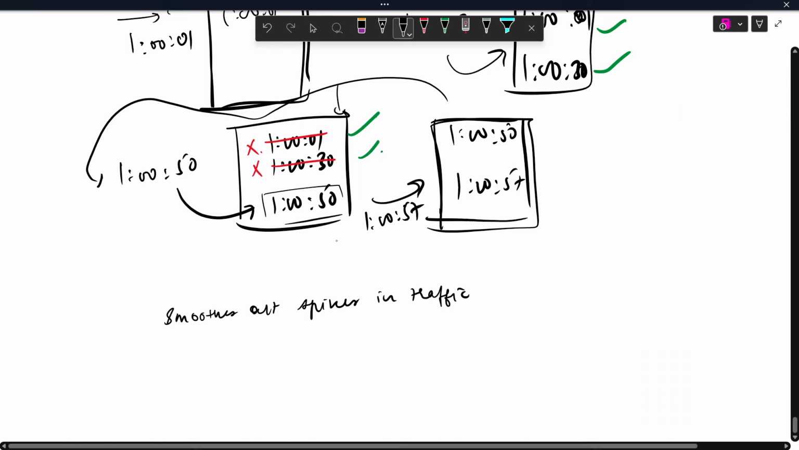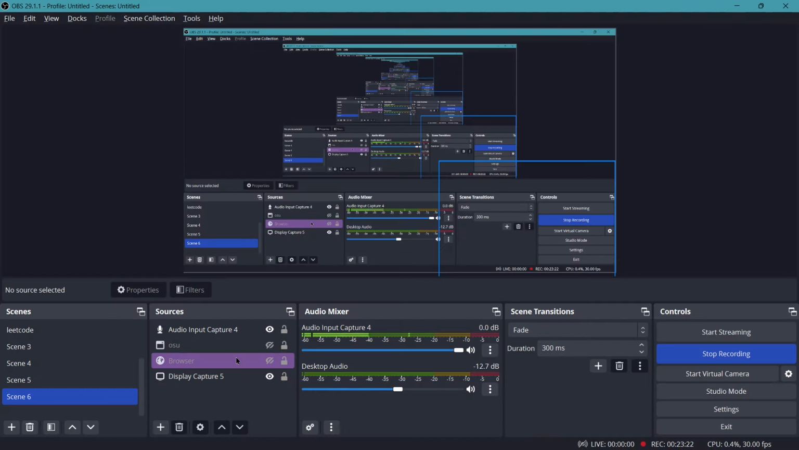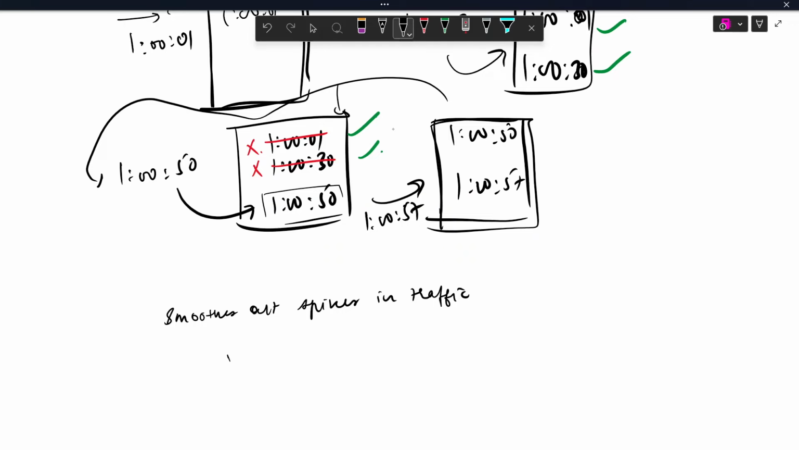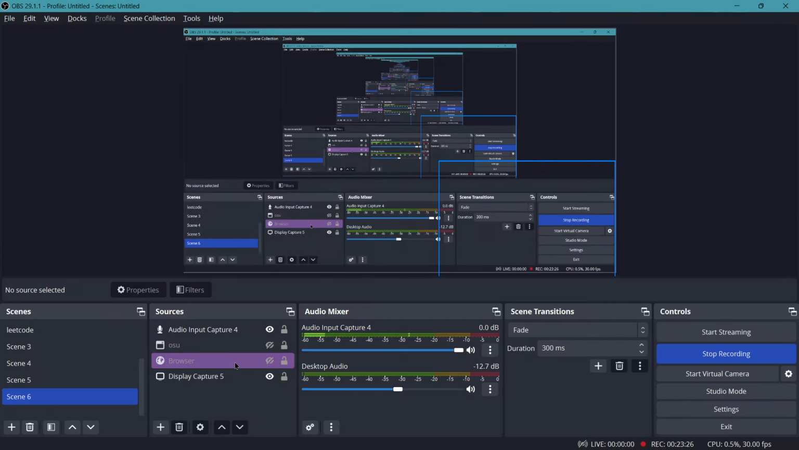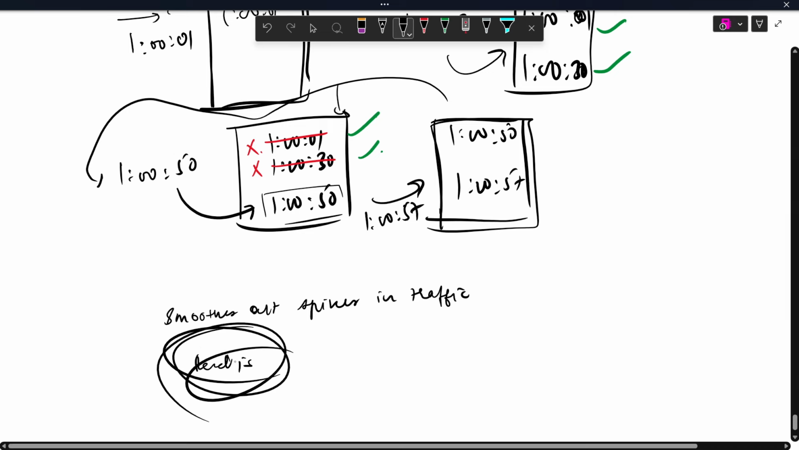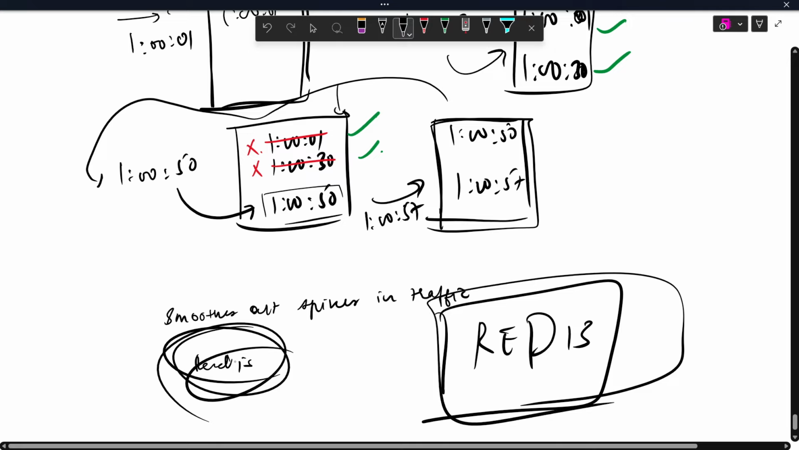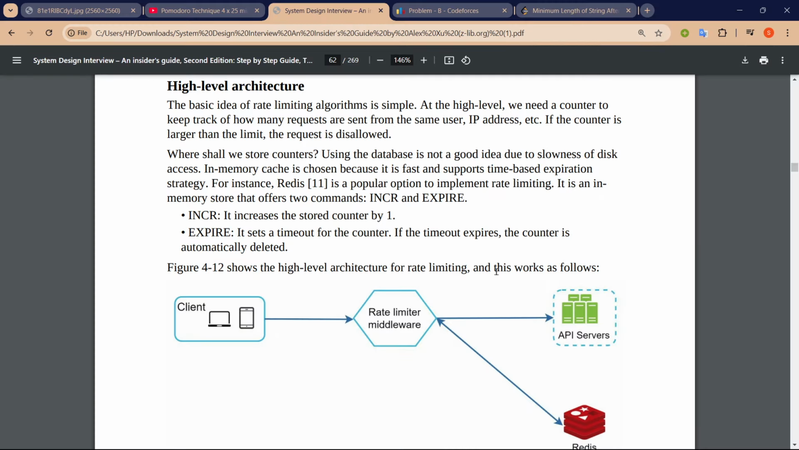Okay, Redis is a popular option to implement rate limiting.